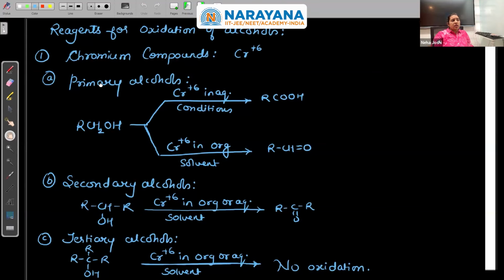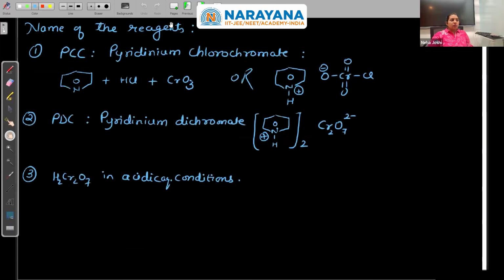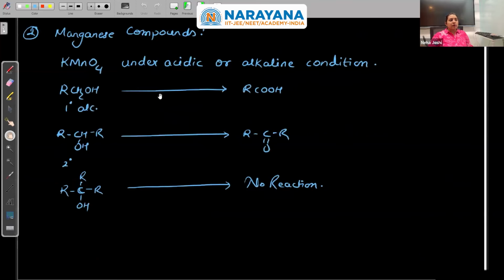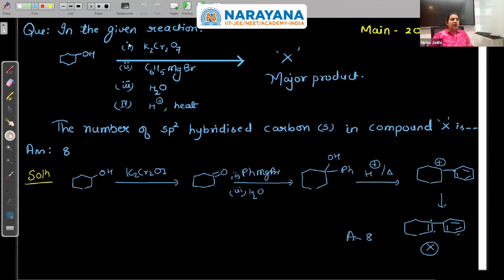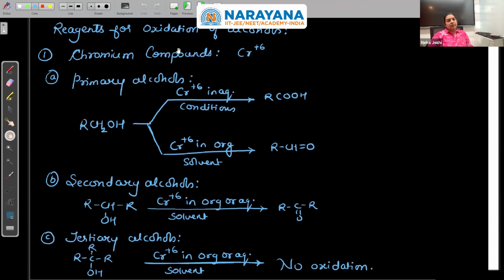Reagents, what type of reagents? Now remember, I am splitting the reagents into groups, like chromium, whatever the choices are for chromium as a reagent. In chromium, they are all chromium plus 6 compounds: K2Cr2O7, K2CrO4, in acidic or basic condition. Then we will go to the next set, which is manganese compounds. Then we'll go to catalytic dehydrogenation oxidation. So that is the sequence we are taking. Okay, so let me go to chromium compounds.